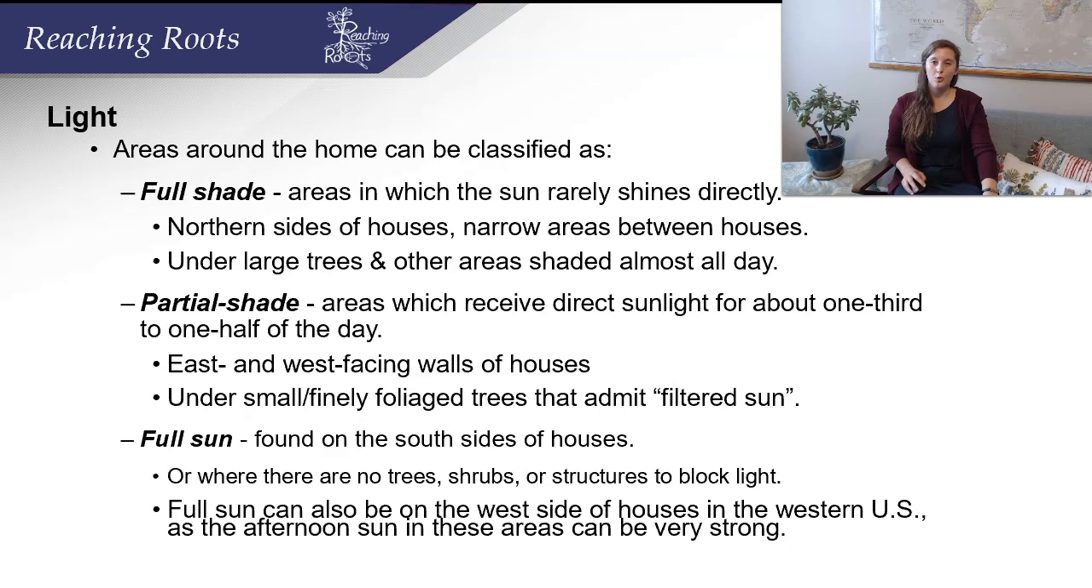If you don't know what type of plant you have, you can also Google the plant and see what its light requirement is. You should plant partial shade plants in areas which receive sunlight for about 1/3 to 1/2 of the day. Or you can plant them under a tree that has light foliage, meaning that the light will get through.